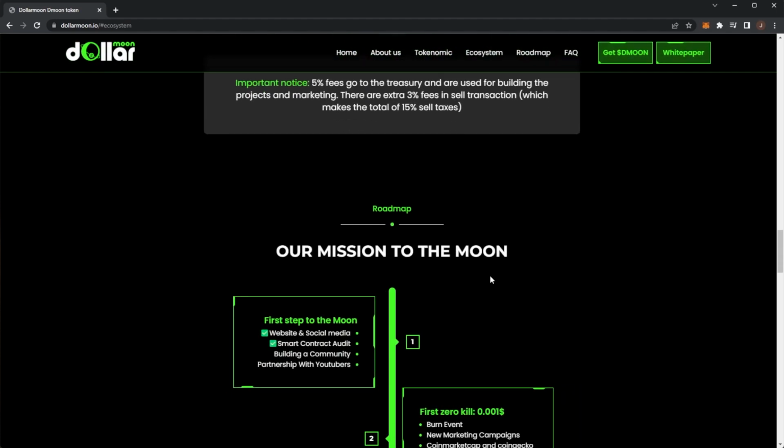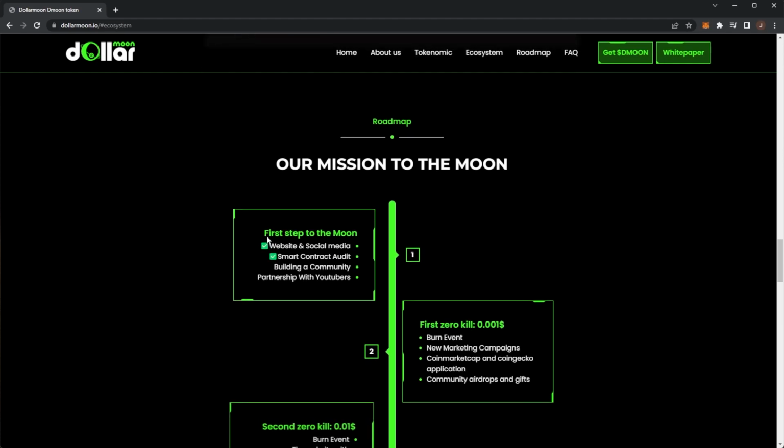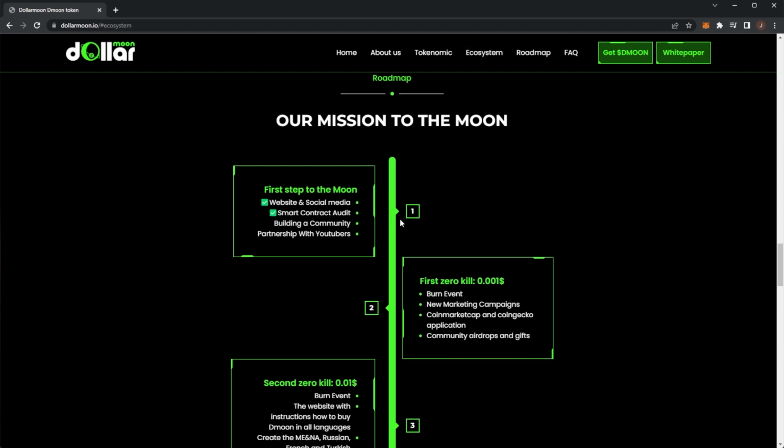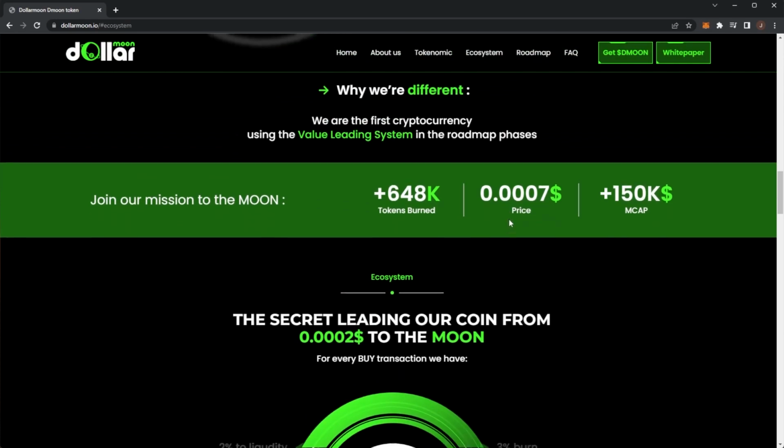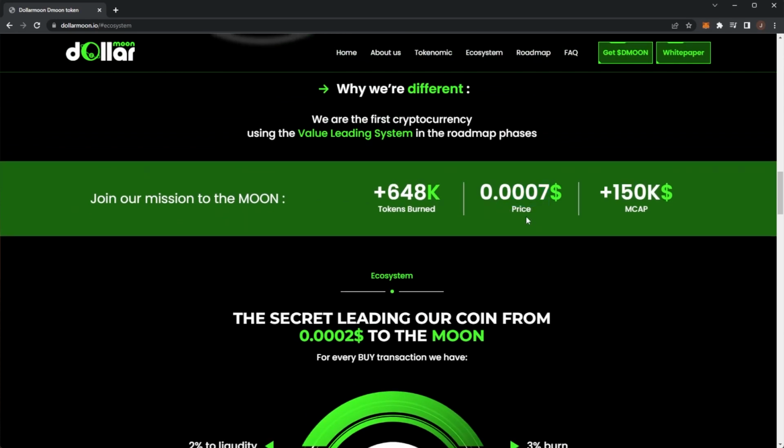So now, if you look at the roadmap, this is where things are pretty different to other crypto projects. Our mission to the moon. First step on the moon: website and social media, smart contract audit. Now they're building a community and partnerships with YouTubers. And then they have things called zero kill events. This is basically where the coin price drops a zero. As we can see, we're at 0.307.